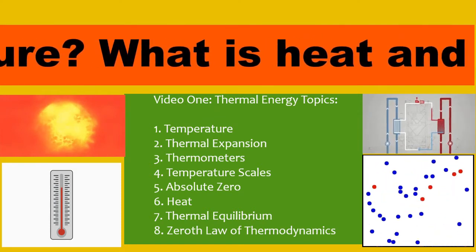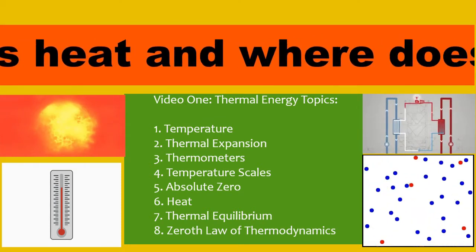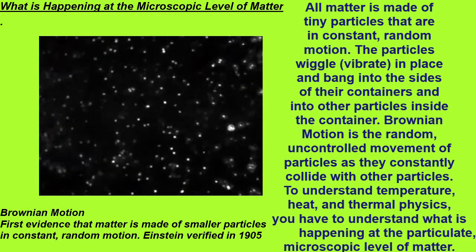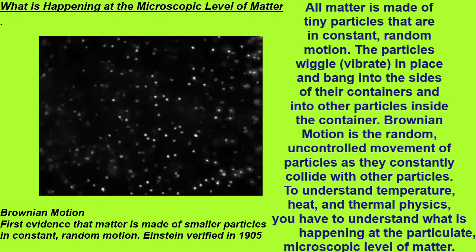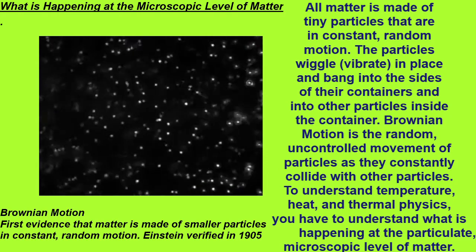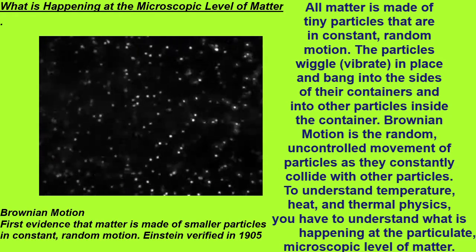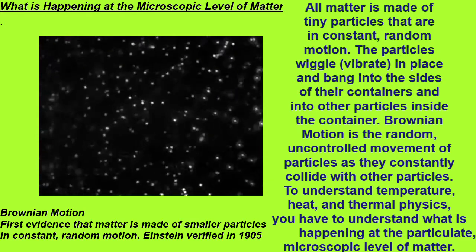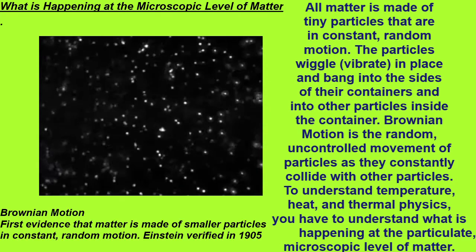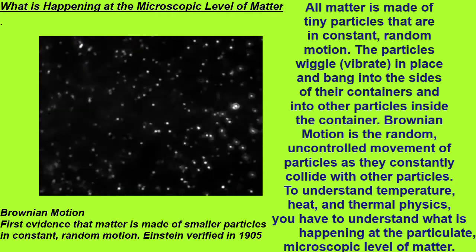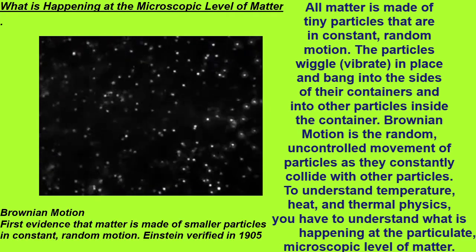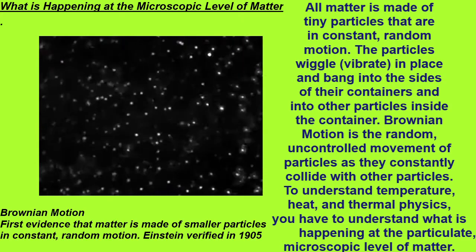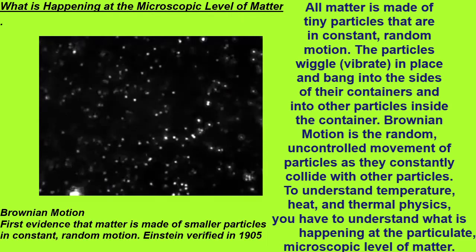In order to understand thermal energy topics, you have to dive deep into matter and look at what is happening at the microscopic level of the particles. You have to realize that the particles that make up all of matter are in constant random motion, which we call Brownian motion. Brownian motion was verified by Albert Einstein in 1905. With today's technology, we can see particle motion under electron microscope cameras.